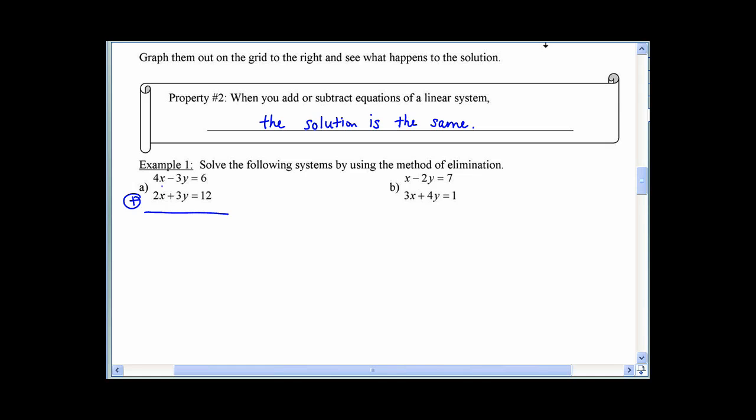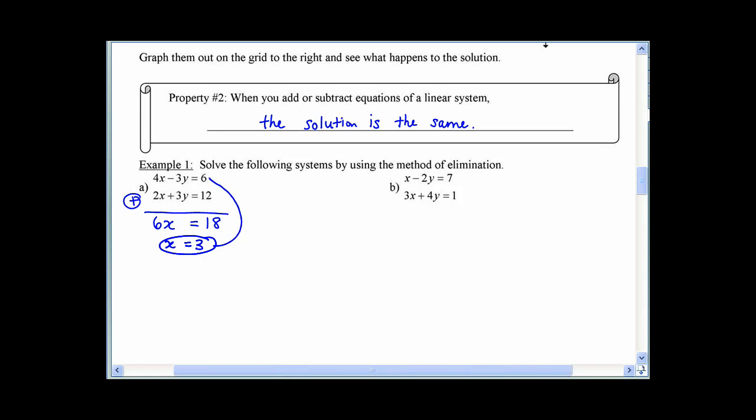So when we add, we get 4x plus 2x, that's just 6x. Notice the negative 3y plus positive 3y gives us 0y. We don't need to write that down. And 6 plus 12, of course, is 18. Divide both sides by 6, and you get x equals 3. Yay! Don't forget you're solving the system, so you need to find out the actual y value.